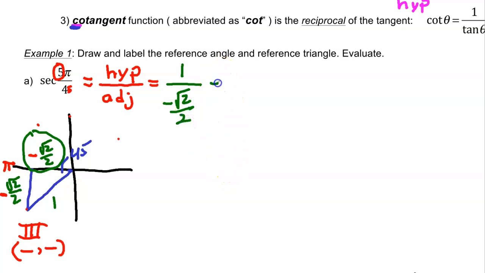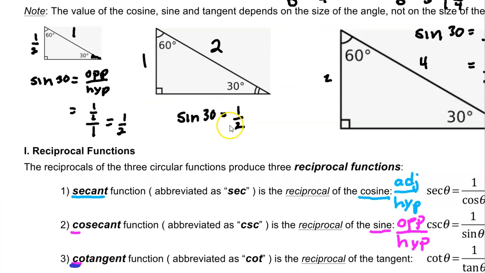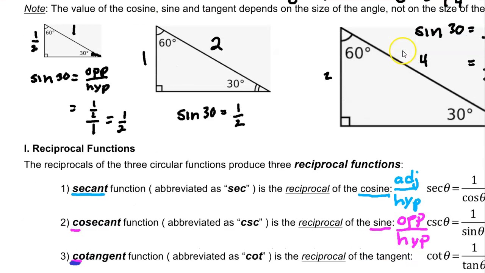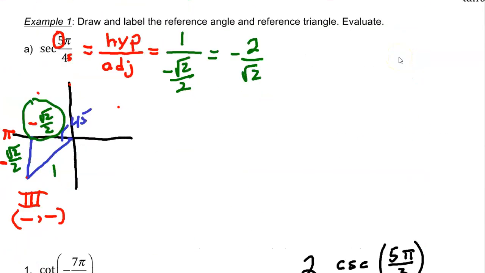Which just makes this a reciprocal. So we have 2 over root 2. So remember, 1 over a fraction, that's the same as a reciprocal. That's the part that I opened with at the very beginning up here. 1 over a fraction is just the reciprocal. Of course, this is not finished, so we have to rationalize it.